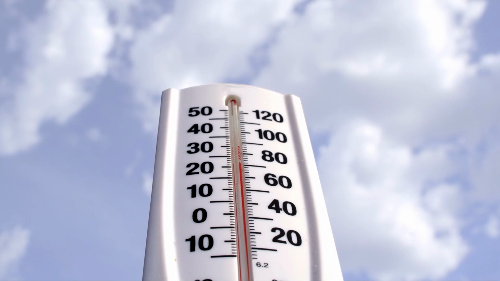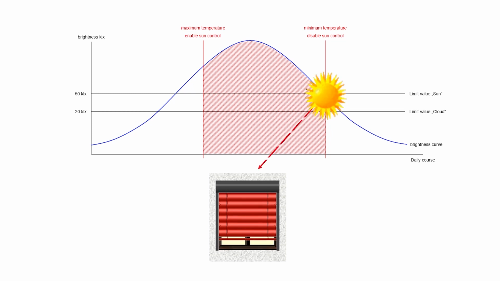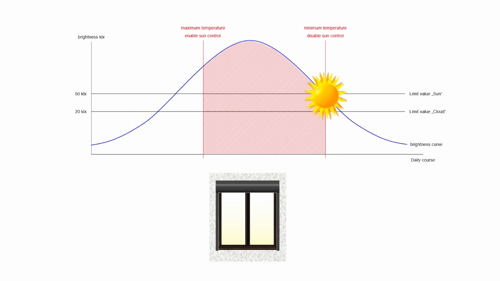The temperature control triggers the up command when the preset cold limit value is reached before the cloud limit value. If the set cold limit value is reached and falls below the limit value, then the connected sun shading products are raised, triggered by the temperature control. The cloud limit value has no meaning here.